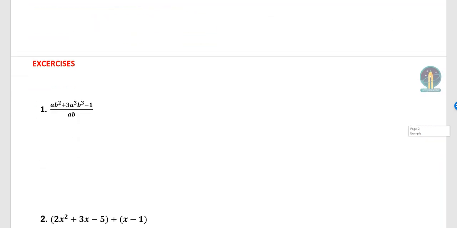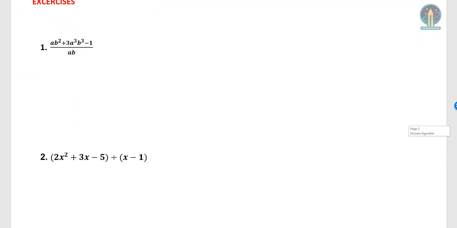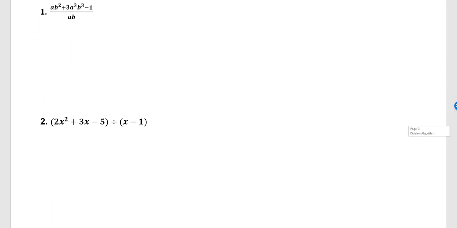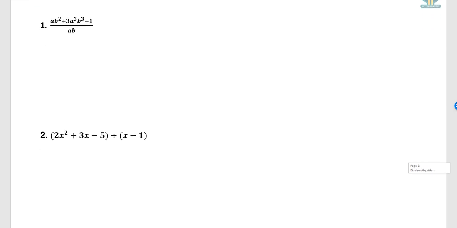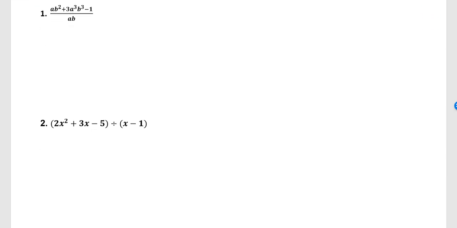Please pause the video, work on these, and come back for the solutions. Okay, so let's look at what we have. We need to divide these polynomial expressions. So here we have ab squared plus 3a cubed b cubed minus 1 divided by ab.